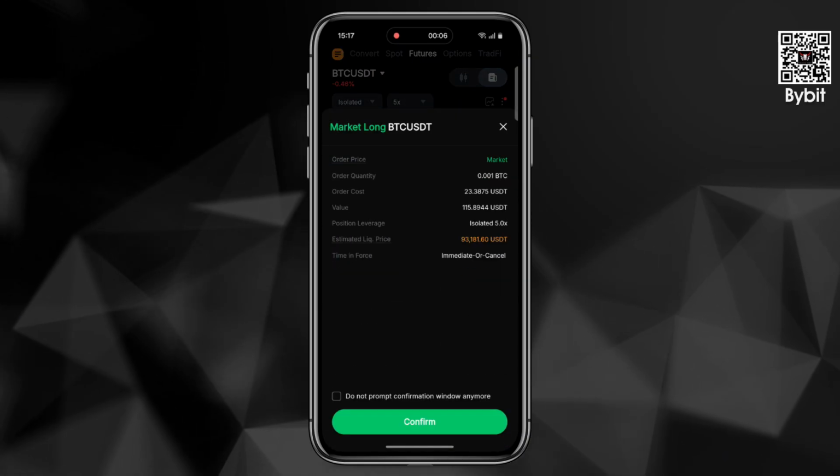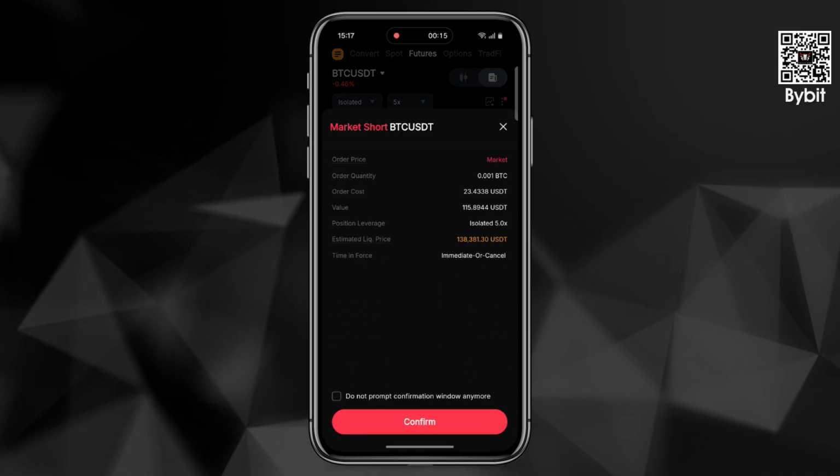Long, a bet on price growth. If you expect the asset to appreciate, you open a long position and profit from the increase. Short, a bet on price decline. If you believe the price will fall, you open a short position and profit from the decrease.